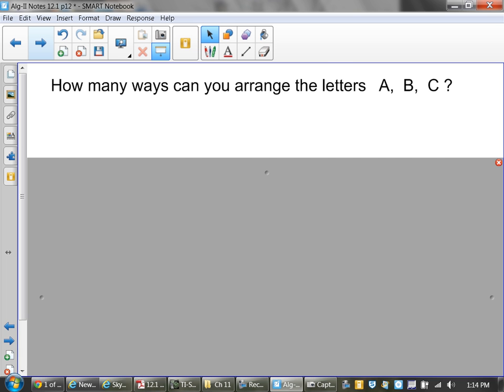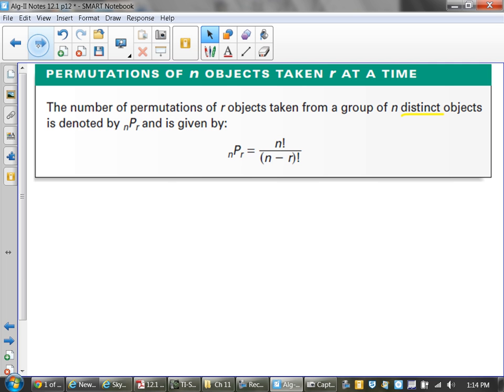We just did this again. Here's our skiing things. Can you arrange A, B, C? It's easy, yes. Wait, how many?